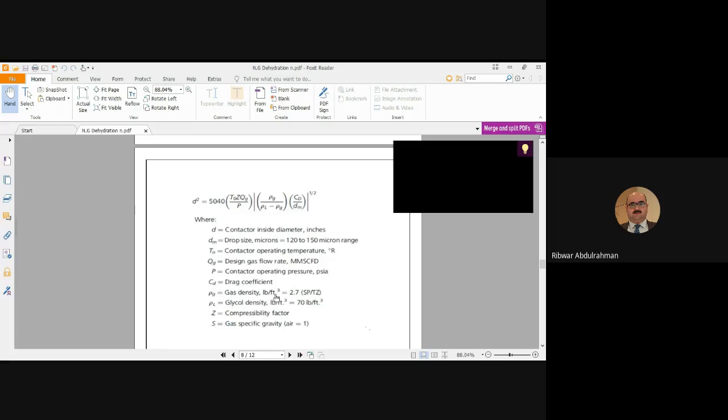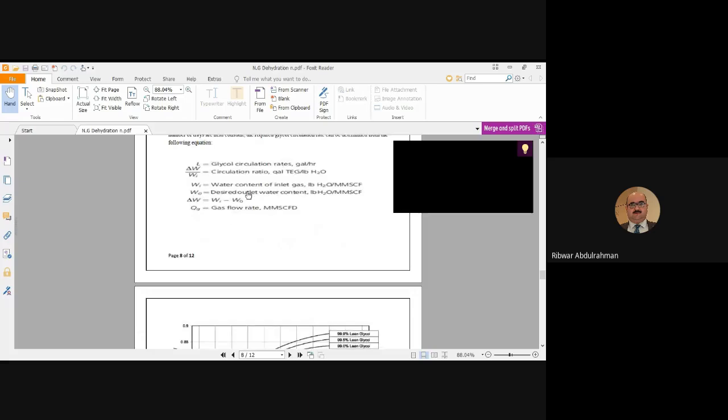All these terms are now clear for you. Always remember to put this term all to the power 0.5 and do not use other types of units. For example, for the temperature, do not use Celsius. If you have Celsius, then you need to change it, because this equation is designed for these units.